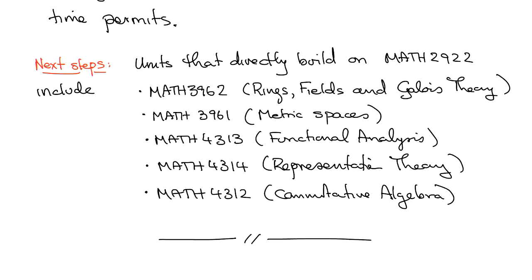Metric spaces is a bit of a link between algebra and analysis, as is functional analysis. They're kind of quite closely linked. That's an honours course. Representation theory certainly uses everything we discuss in this course about vector spaces and linear operators. That's one of the specialties of the research department here, in fact, representation theory. So that's an honours course, and also commutative algebra in honours.